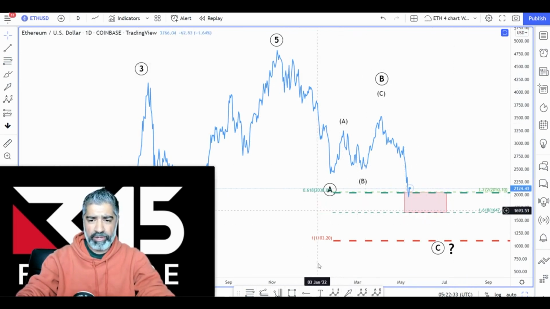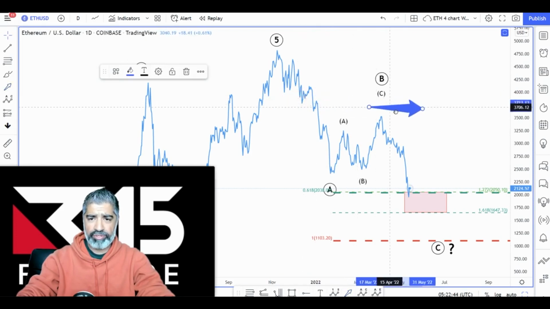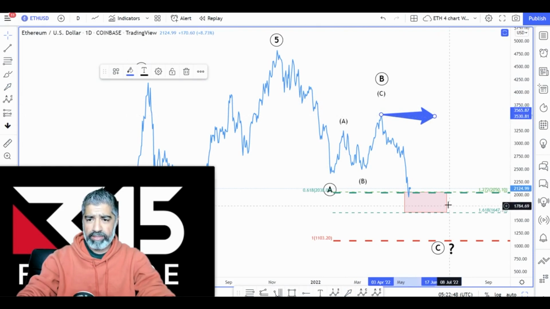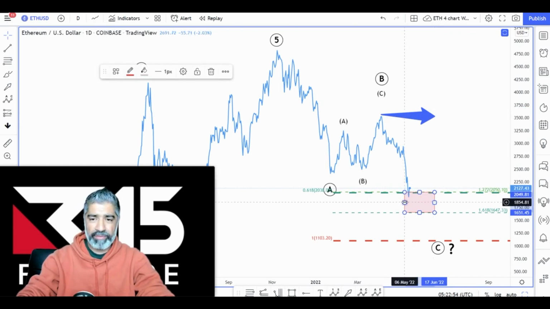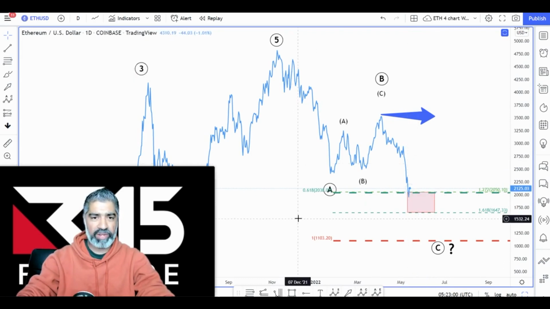I'm also going to measure just how long it took for this wave A to form. And we're just going to project that forward. And we go, okay, so this will be the typical time, which will be around the 17th of June. So we might have not finished the correction with Ethereum, but we're in that zone now. We're in that zone that we can really pay attention to.